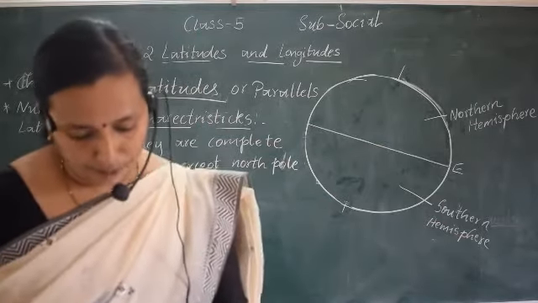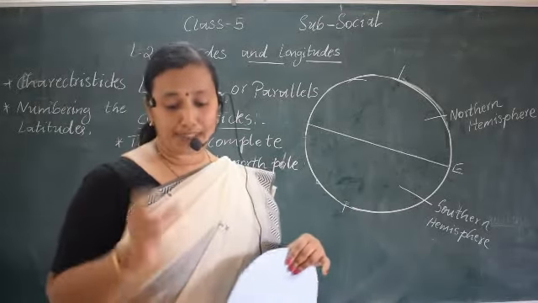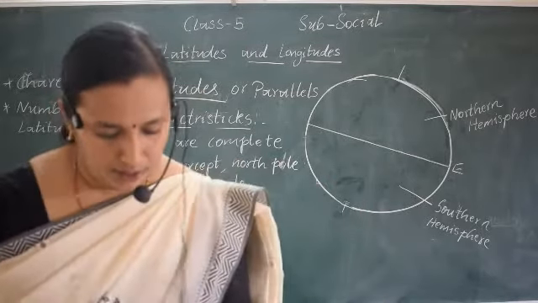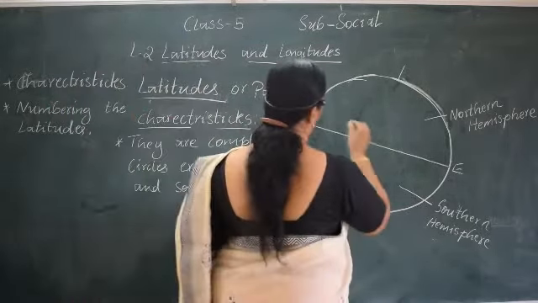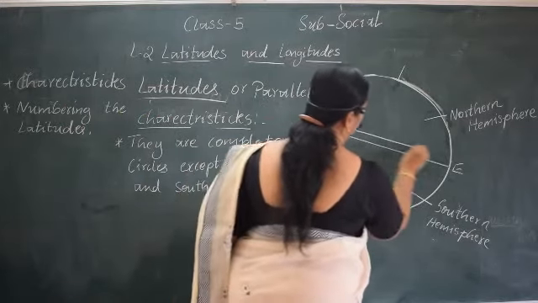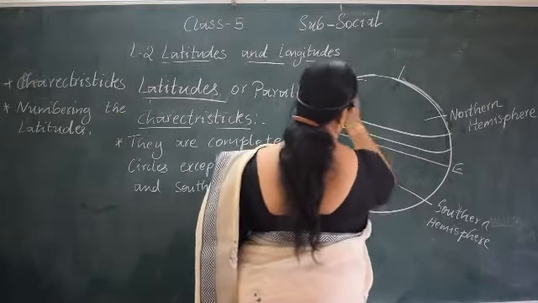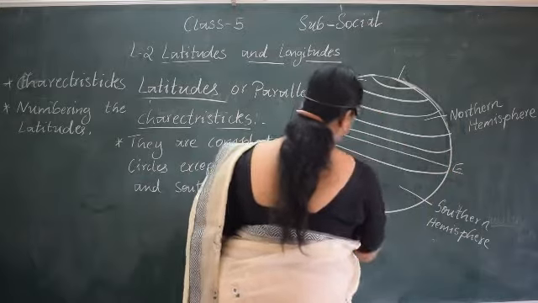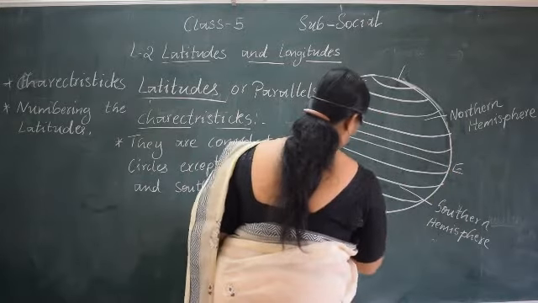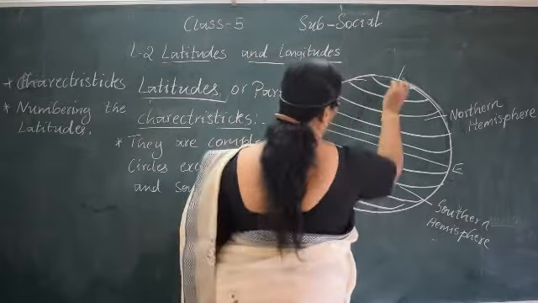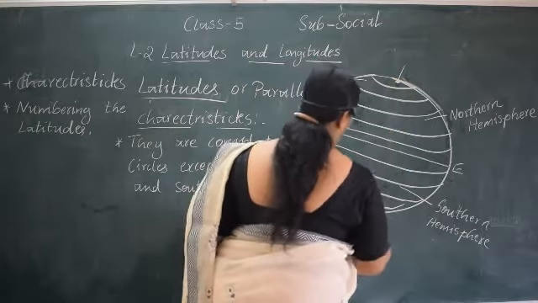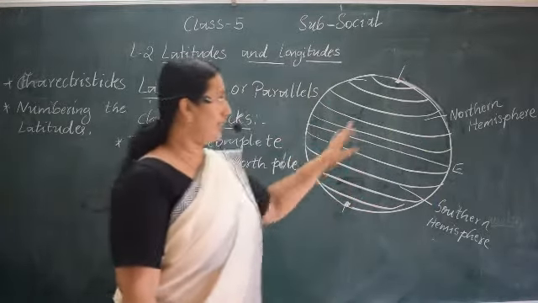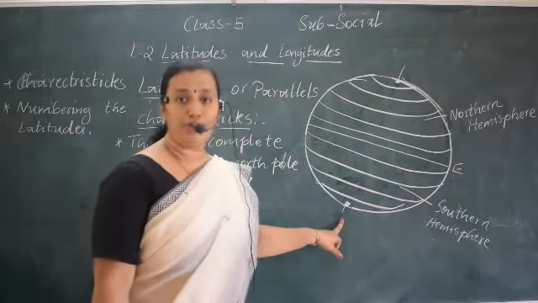Next point: the length of the latitudes keeps decreasing as we move away from the equator towards the poles. I'll draw this to help you understand, though it is not a proper drawing. Here are the points, North Pole and South Pole. Except these, all the latitudes are complete circles.